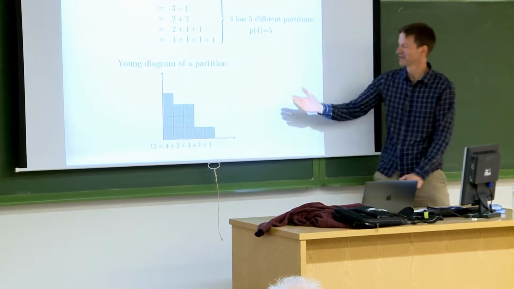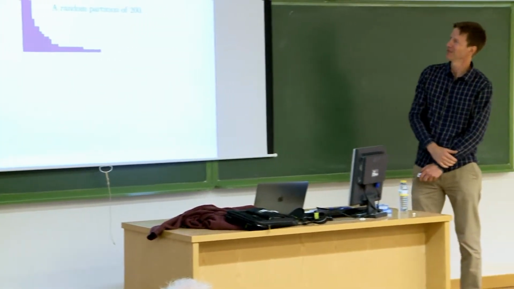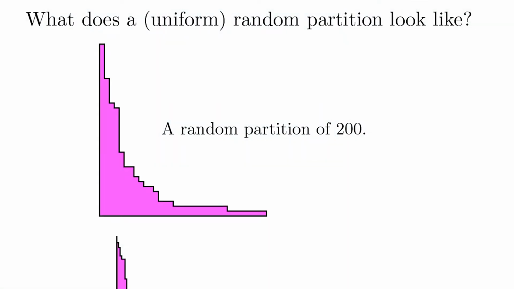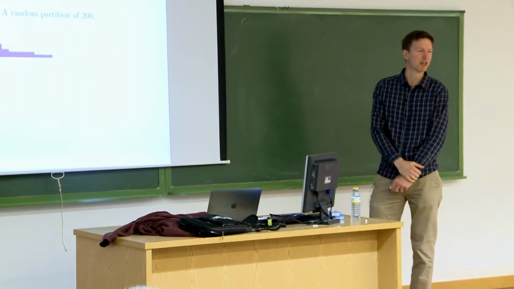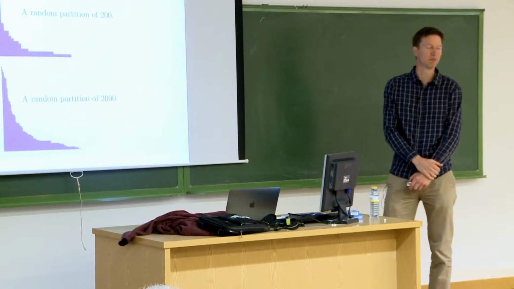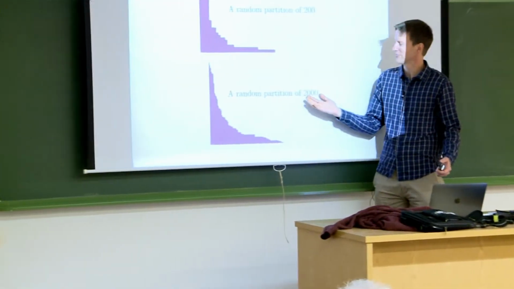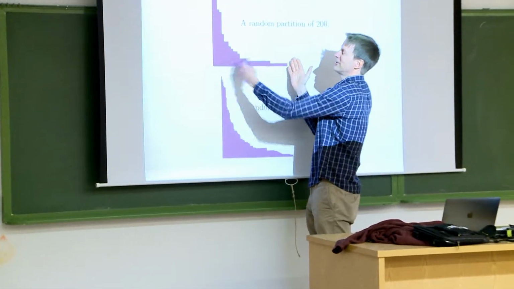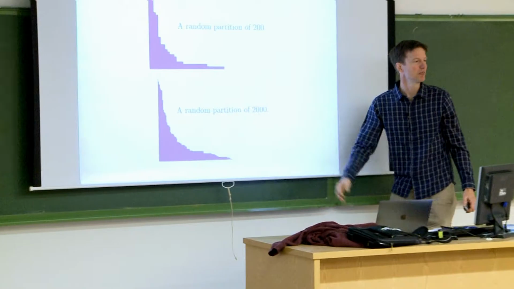But this is the French orientation, and let's now think about a partition of a larger number, like 200. Again, there's a finite number of partitions, but I'm going to pick one uniformly at random. Just do the most naive thing: pick one at random. There it is. That's what a random partition of 200 looks like. And here's a random partition of 2000, same thing. 2000 is, of course, larger, but I had to scale this picture down, so let's scale the picture so that the area under the graph is 1.